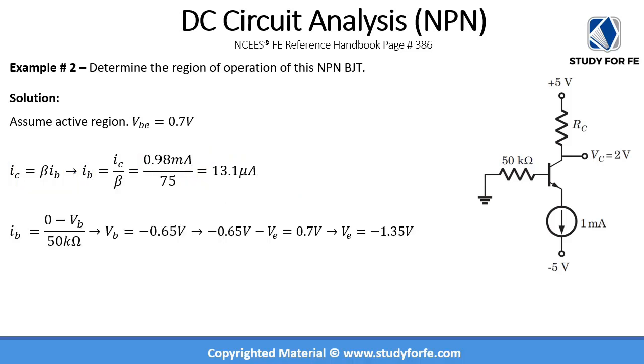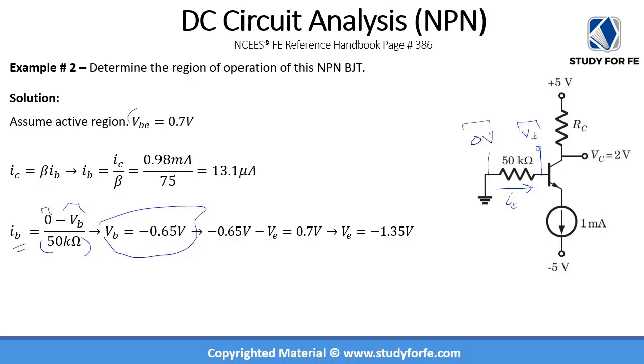Now for IB, we can see that this voltage over here is VB, and this voltage over here is 0 volts because it's grounded. For the NPN transistor, the direction of the base current is this. So you can see that 0 volts in this case has to be a higher voltage than VB. So IB is equal to 0 minus VB divided by 50 kilo ohm. When you solve this, you find that the value of VB is equal to minus 0.65 volts.